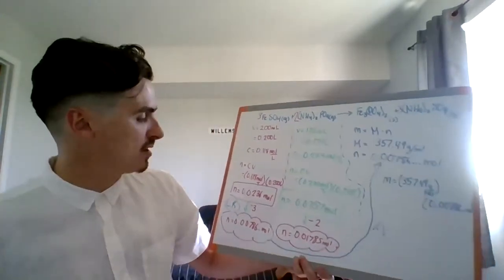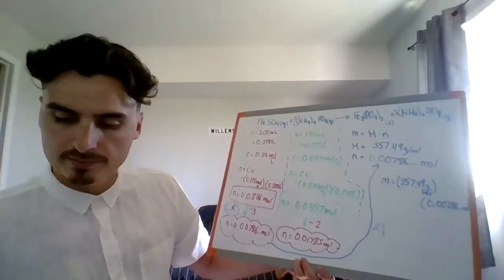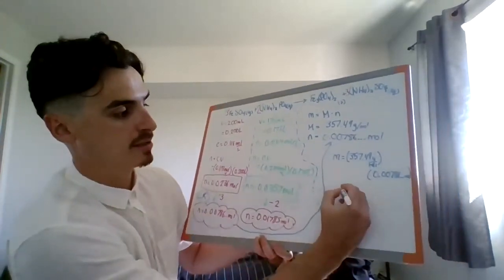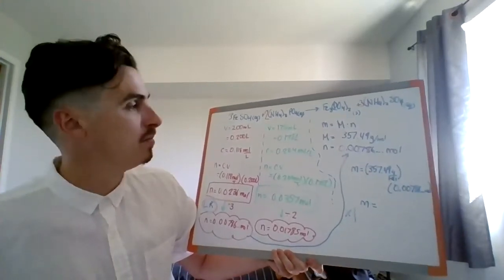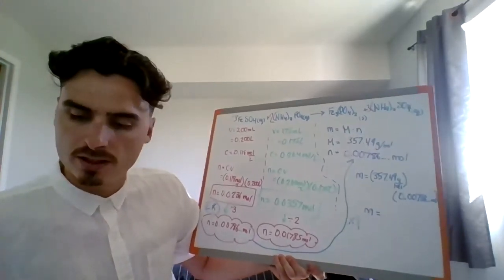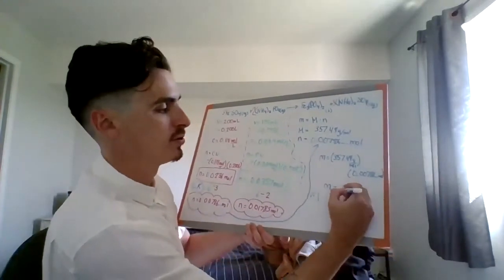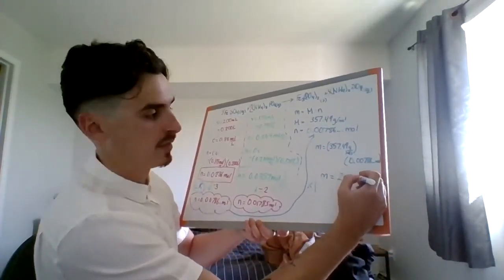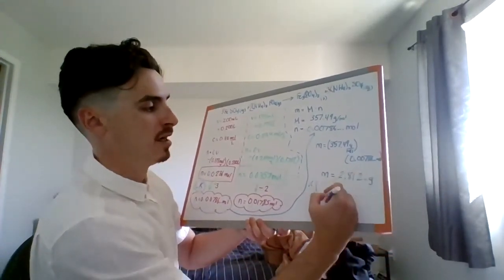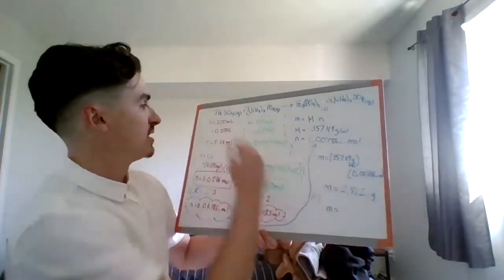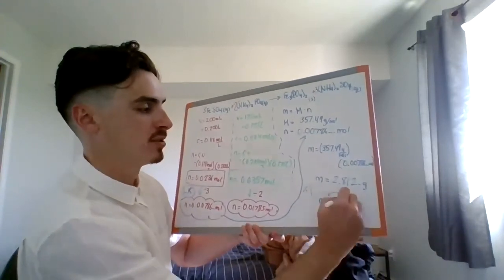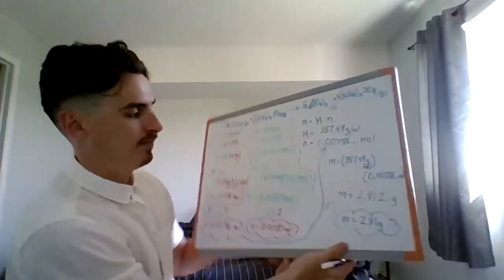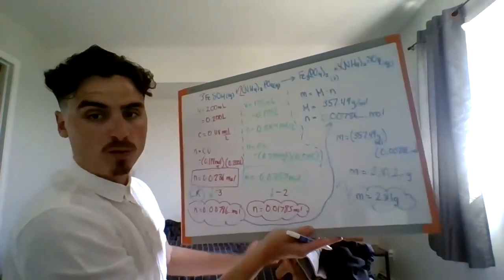Times, so now multiply them together over here to get the mass. All right, and you're going to get 2.81 grams. 3 sig-digs in the question based off volume and concentration, 2.81 grams. So again, this is the final answer, 2.81.